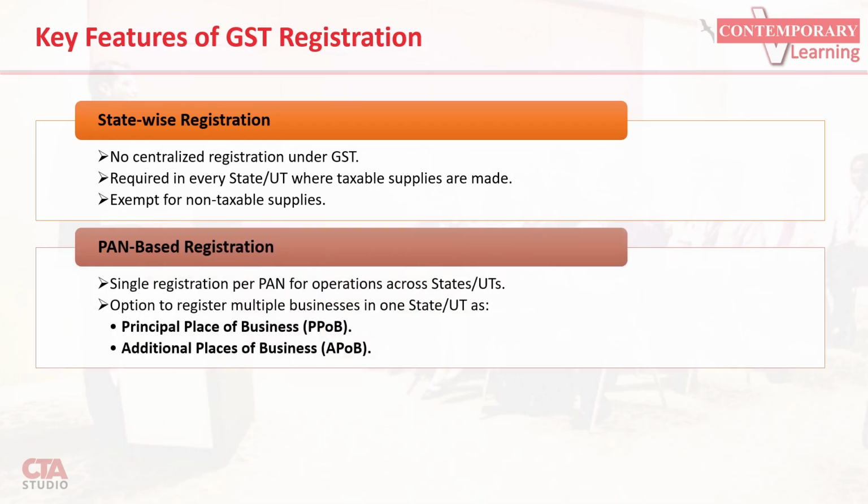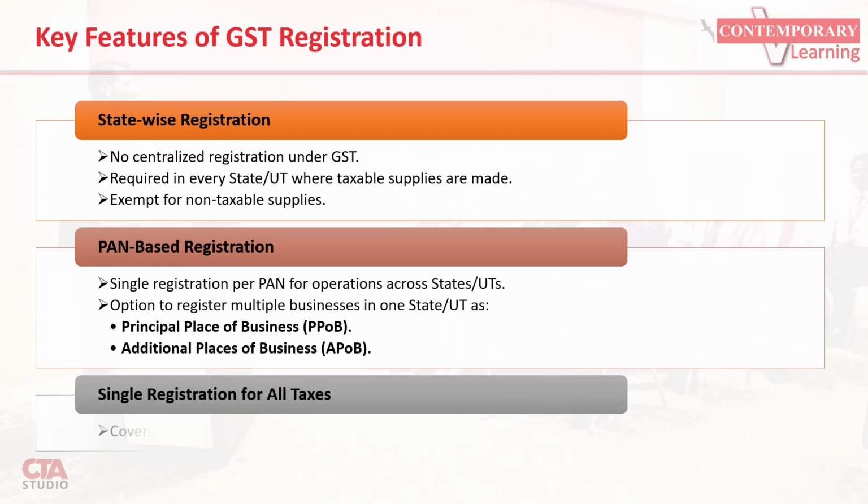The second feature is PAN-based registration. Here's something very convenient. You get a single registration per PAN for operations across states and UTs. But within a single state, you have the option to register multiple businesses. You can have one as your principal place of business, which we call PPOB, and others as additional places of business, or APOB.